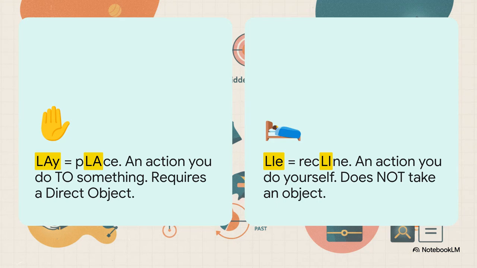And here is a fantastic little trick to remember this forever. Just listen to the vowel sounds. The A sound in lay is just like the A in place. You have to place something. The I sound in lie is just like the I in recline. You just recline yourself. See? One needs an object, the other one doesn't.